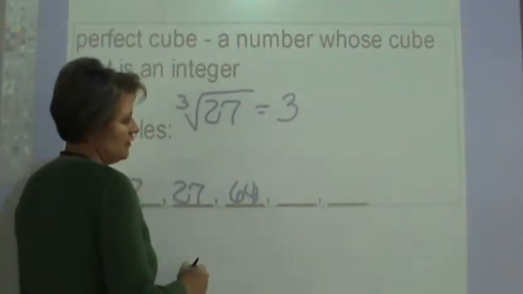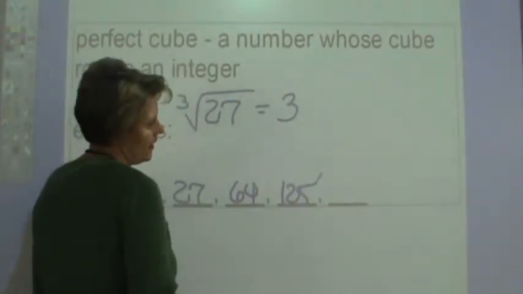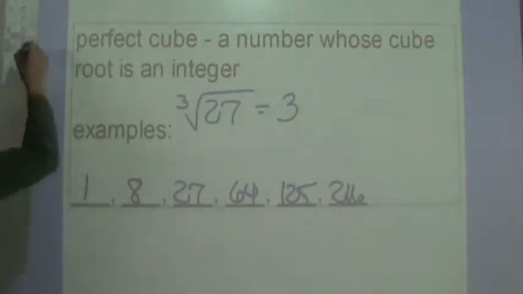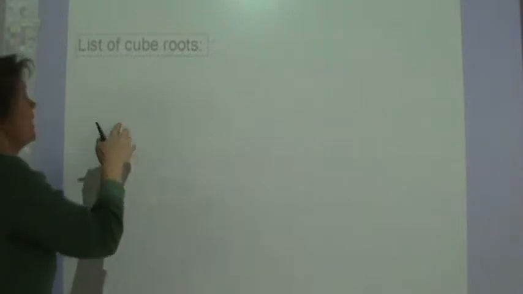64 is another one, 125 is another one, and 216 would be another one. Those are all perfect cubes, which we can then use to make our list of cube roots. This is what you're going to want, okay?